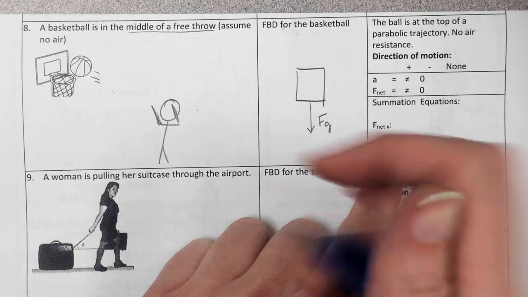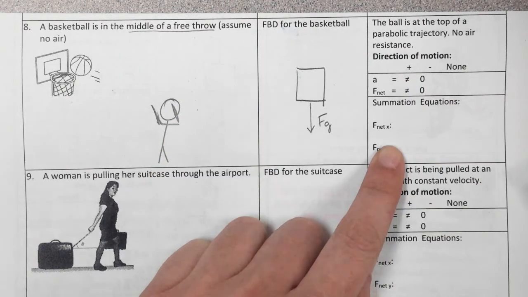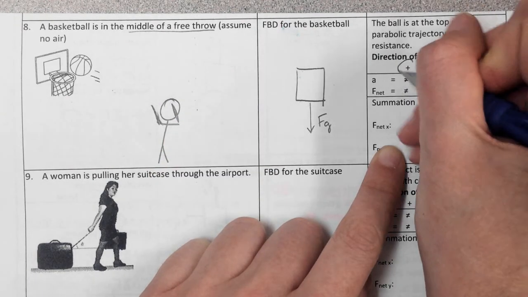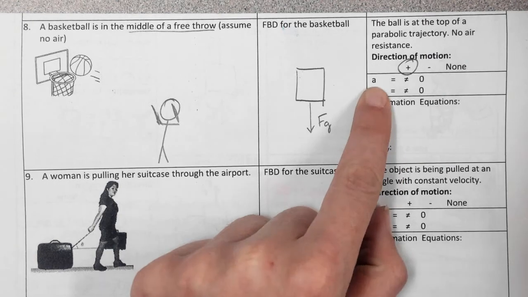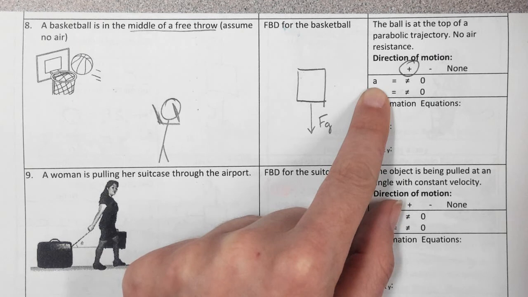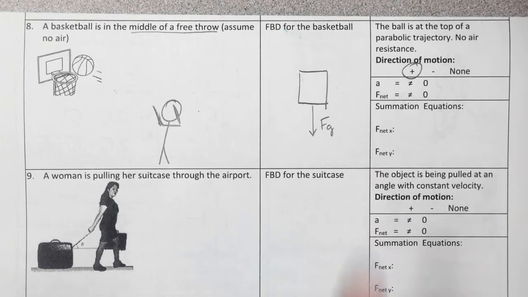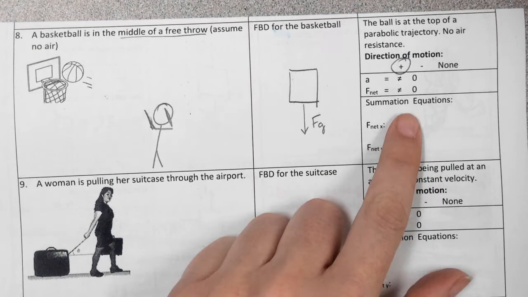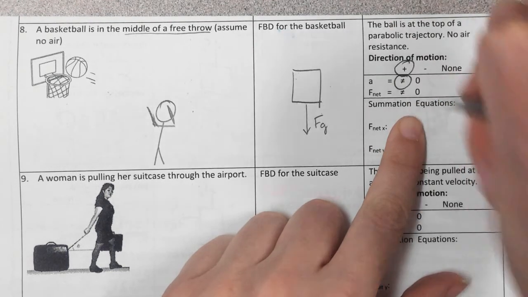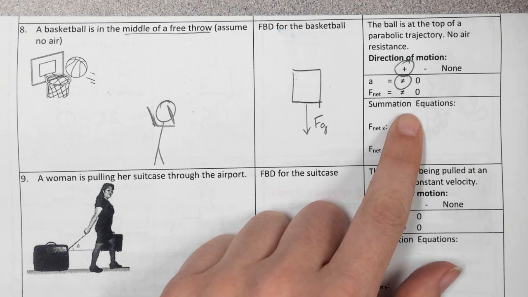Which way is it going? I don't know. Maybe positive? Positive, negative, something like that. Maybe going up, maybe going down. Is it accelerating? If we throw something through the air, is it accelerating? Yes, it is still accelerating. So that means our acceleration is not 0. Do we know how much it's accelerating?